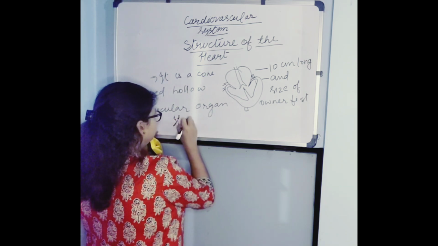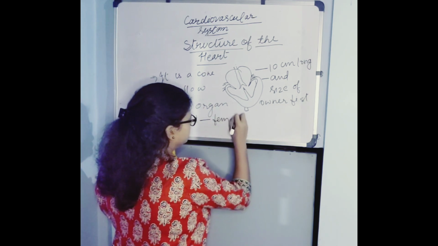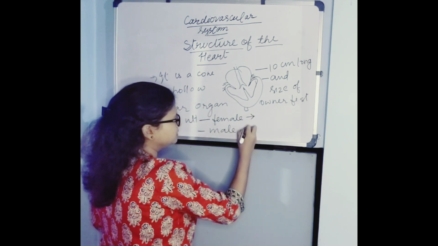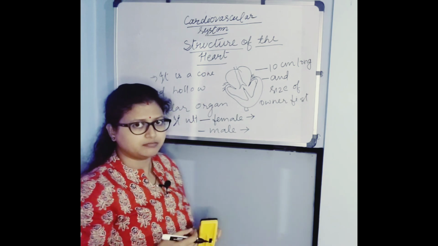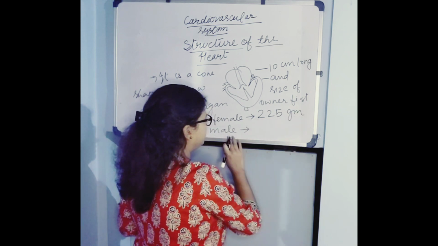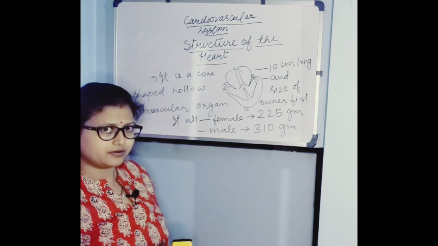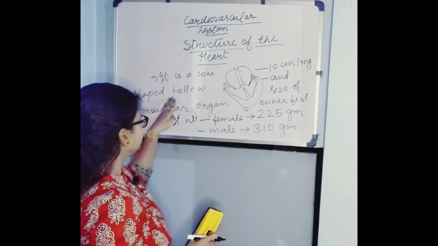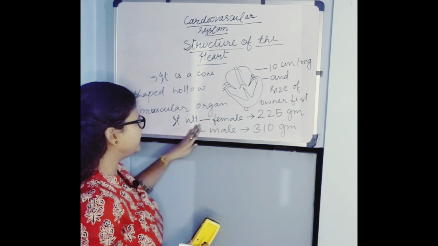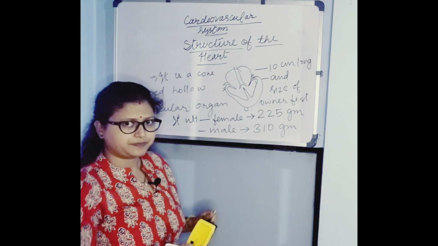Its weight for female and for male. Okay, the weight of the heart is different for the female and for the male. Okay, for female it's 225 gram and for male it is 310 gram. So it is a cone shaped hollow muscular organ, 10 centimeter long in size of our fist. The weight of the heart for female is 225 gram and for male is 310 gram.